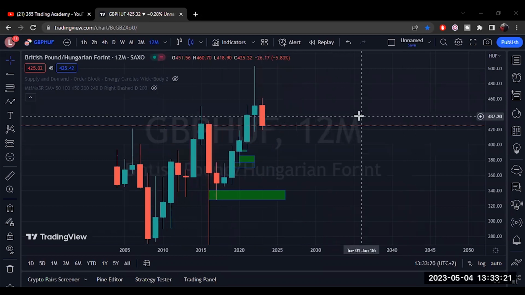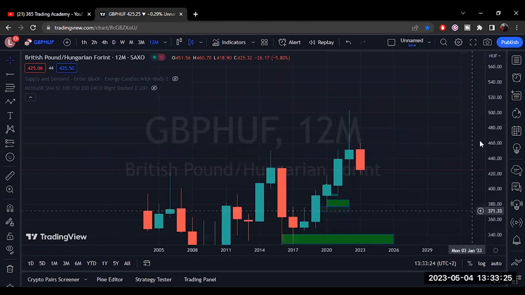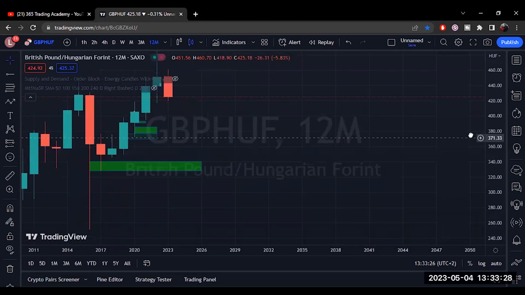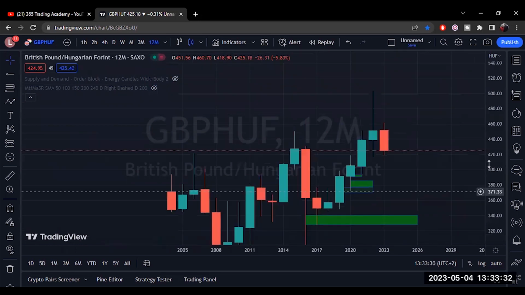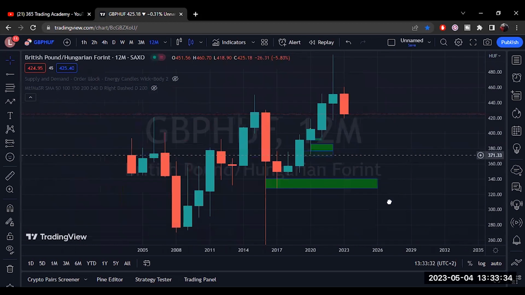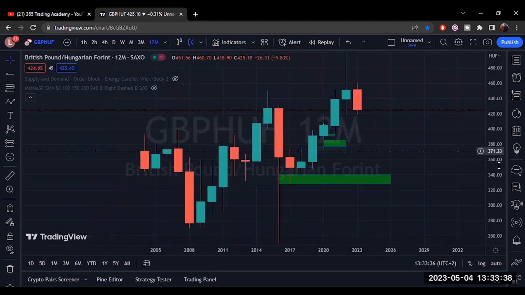Right. So we've got Pound Hungarian franc to slice through today, and I'm on the 12 months chart as usual. If you don't have this asset, get a broker that does. I love using Avatrade, IC Markets, IG Markets, those old school, well-regulated brokers that can hook you up.